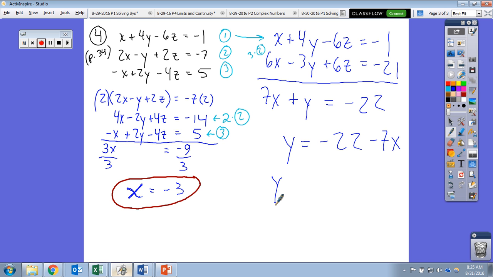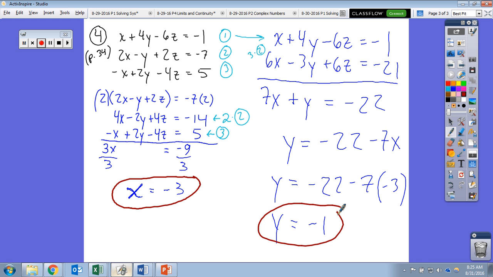And then I'm just substituting. I know what x is. I have it circled very clearly. So y equals negative 2. Is that a z? Supposed to be a z? See, that's why I stick with it. Okay, so it's definitely not a z. It is a negative 22 minus, better not be a z, minus 7 times negative 3. So this is just an addition, subtraction, multiplication. So negative 22 plus 21, negative 1.